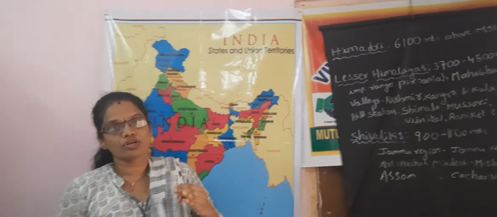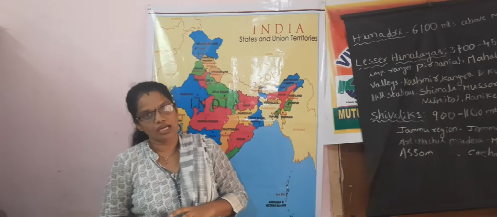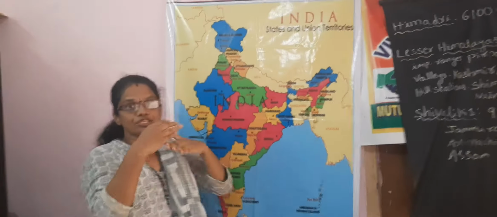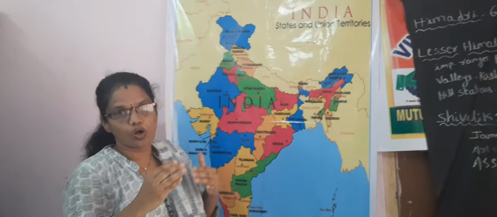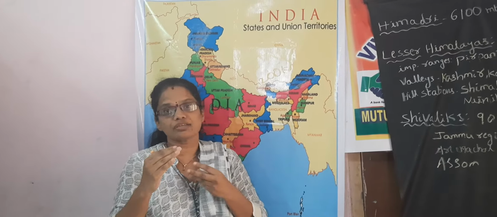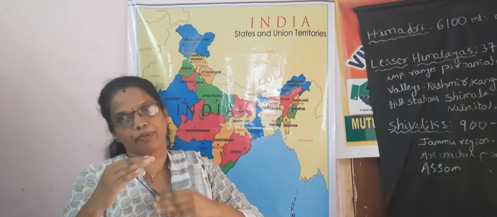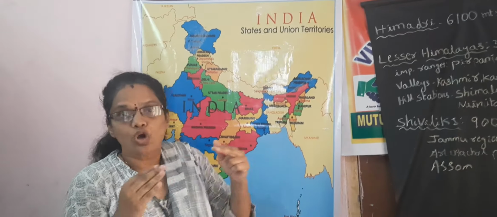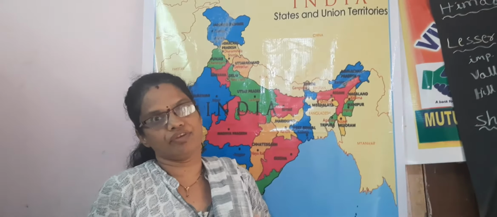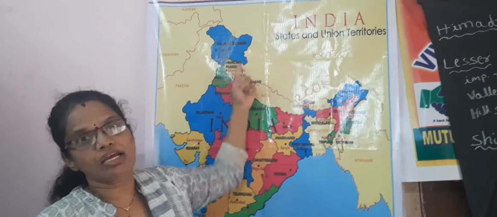Why we have to discuss the parts of the Himalayas is because there are altitudinal variations in the Himalayas. Altitudinal variations means there is a difference between the heights of the peaks in the Himalayas. According to these altitudinal variations, the Himalayas are divided into three parts.